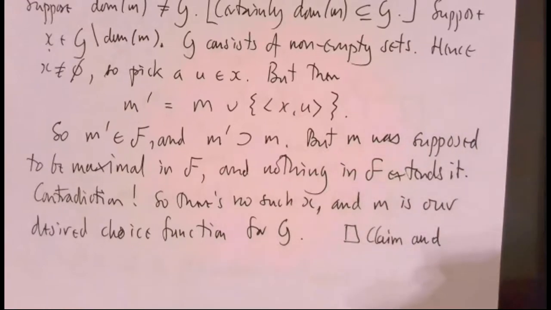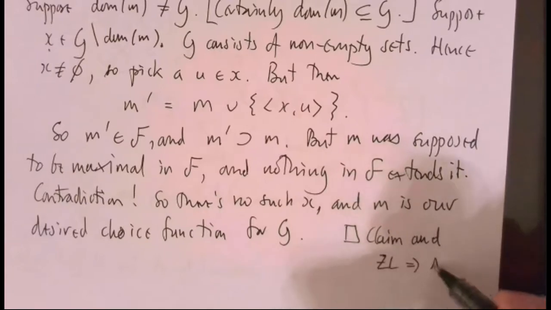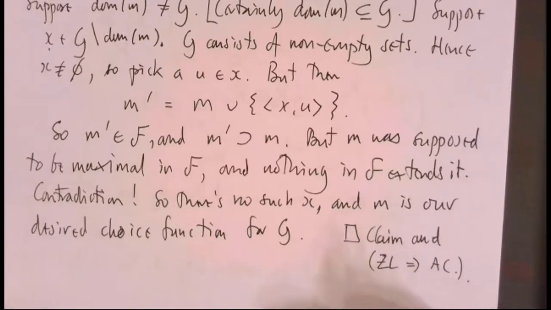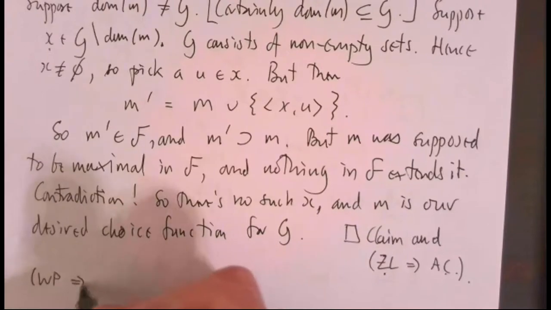And ZL implies AC. Okay. So there's one direction there. And we now go for the other direction. Instead of going from AC back to ZL, it's somewhat easier if you go from WP back to ZL.